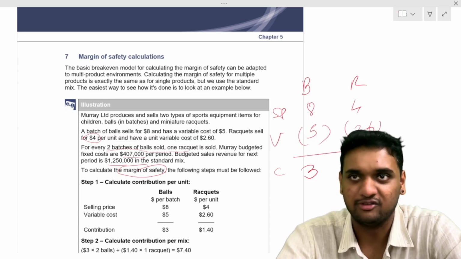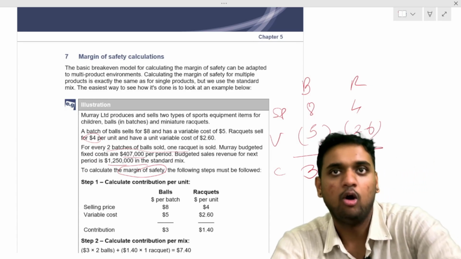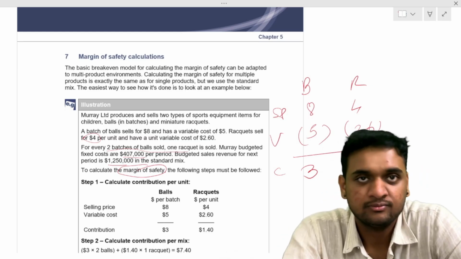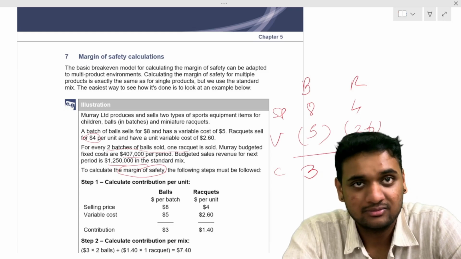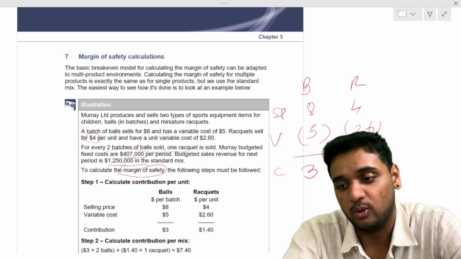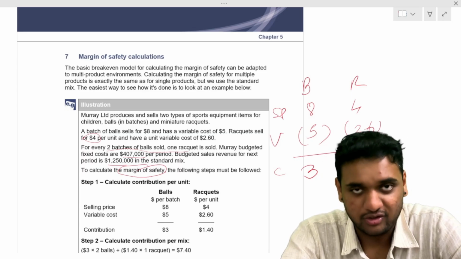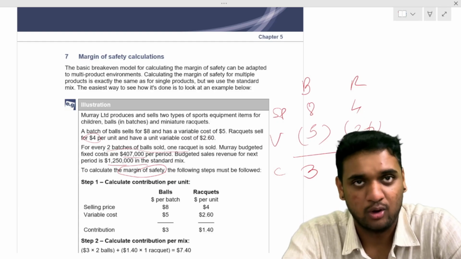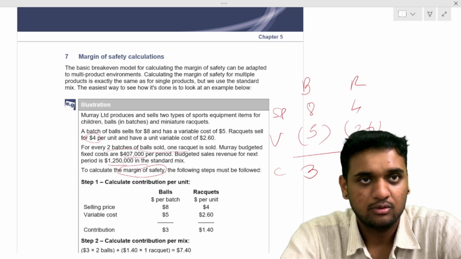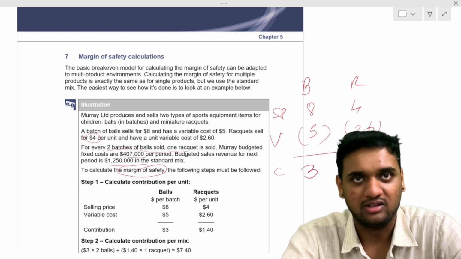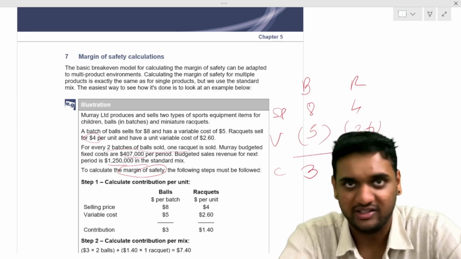To know the margin of safety, first you have to find the break-even point. How do you find the break-even point in this case? Fixed cost divided by... we have multiple products. When we have multiple products, what we will do? Fixed cost divided by weighted average CS ratio. How do we find the weighted average CS ratio? Total contribution divided by total sales. Total contribution of both products divided by total sales of both products.